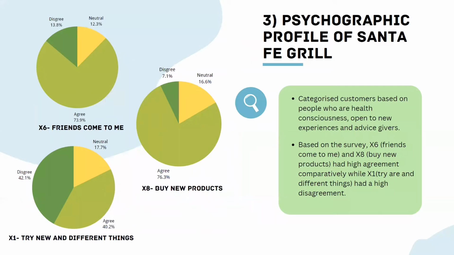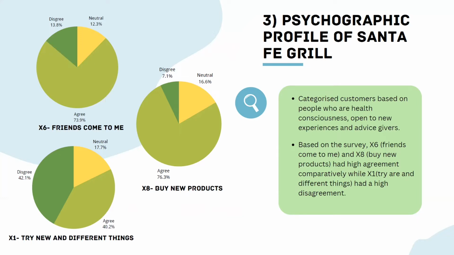Moving on to the third research objective, this is a psychographic profile of Santa Fe Grill. Essentially, we noticed that the customers could be categorized based on three parameters: health consciousness, open to new experiences, and advice givers. We classified this based on the questions addressed by Santa Fe Grill, question 1 to question 10. And this is the essential broader profile that we could derive from it.